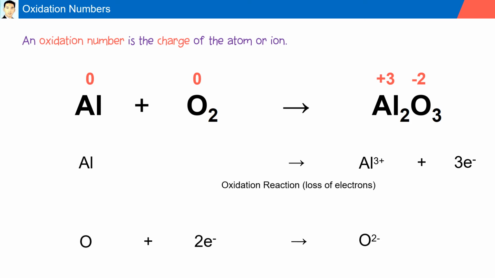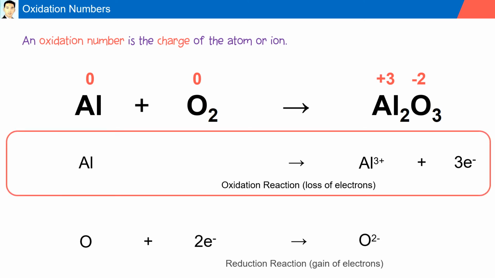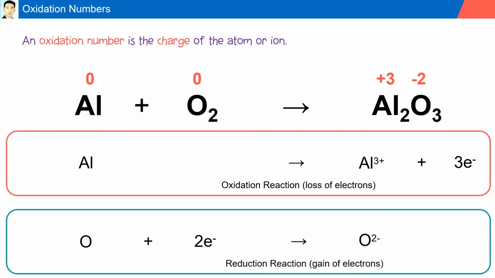Here, aluminum undergoes oxidation because oxidation is the loss of electrons, while oxygen undergoes reduction because it gained electrons. To balance the equation, we have 4 aluminum reacting with 3 oxygen molecules to produce 2 aluminum oxide. Balancing our equations, we now have 12 electrons being transferred from the aluminum to the oxygen.